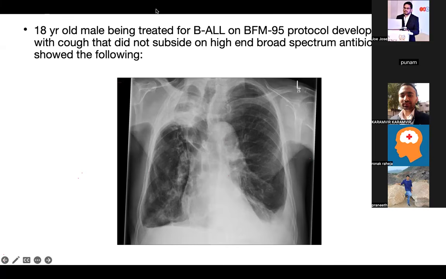As far as invasive aspergillosis is concerned, you'll give voriconazole. You'll give a dose of oral or IV 6 mg per kg on day one, then 4 mg per kg twice a day from then onwards. So 6 mg per kg BD on day one, then 4 mg per kg BD from there onwards.